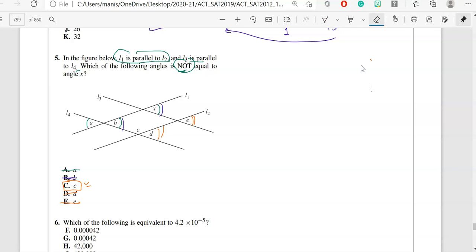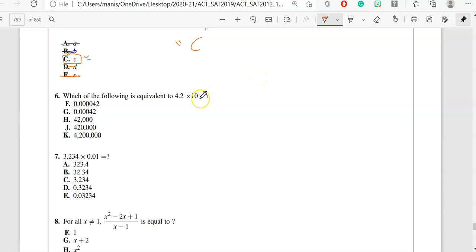Let's start from the beginning. If you are looking at this question over here, and as the question says not equal, so when I'm looking at this angle and this angle, they are not equal by any means. So option C is the correct answer choice for this question.